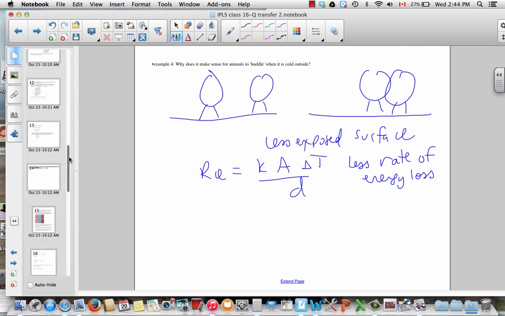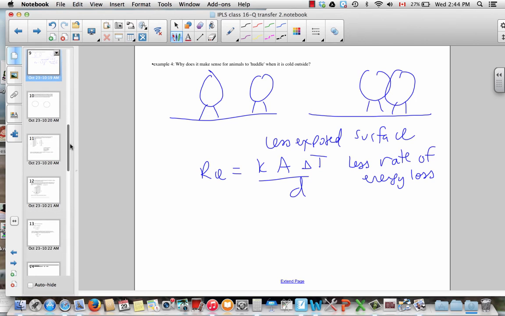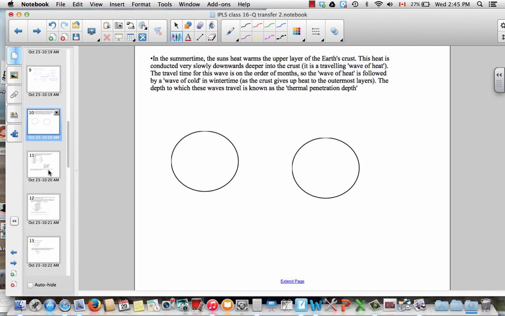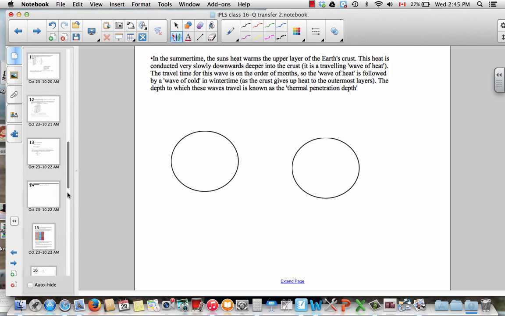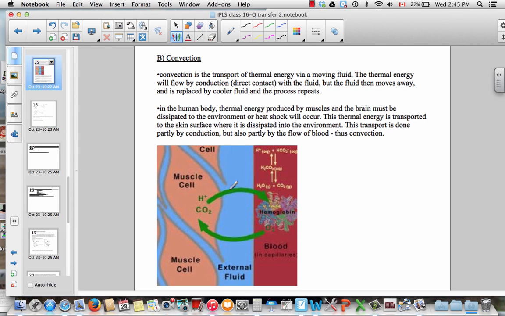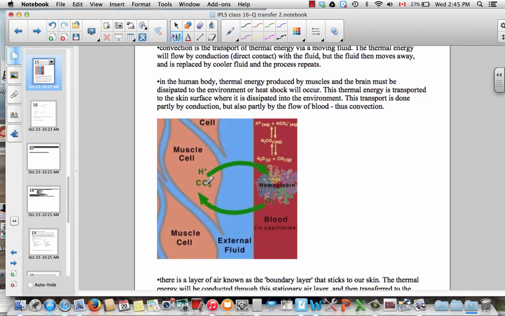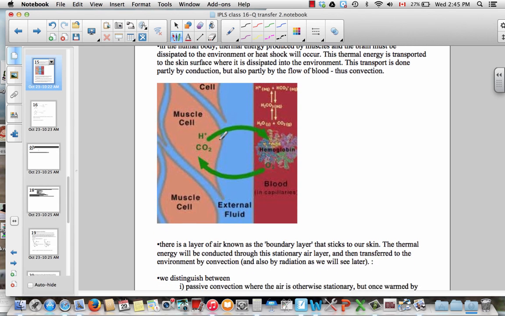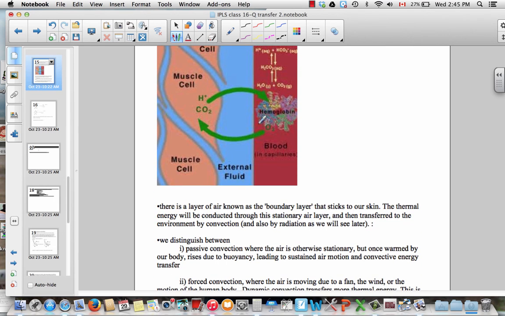Okay, so at this point, we're going to pause with conduction, and we'll pick up the conduction notes in class. We'll move on now and say a little bit about convection. We said that convection was the transport of thermal energy by a moving fluid, and so here this is showing ions passing from muscle cells into the blood, but of course thermal energy also passes from muscle cells into the blood and then can be transported around the body.